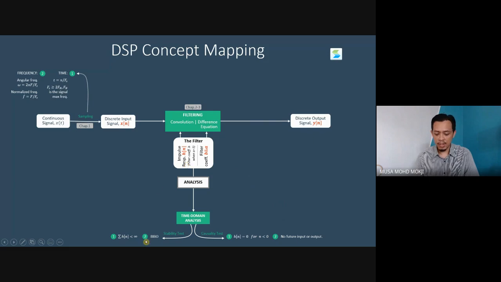Okay, so then we have those kinds of tests. For example, stability, checking on impulse response. What you should do is sum all the values on the impulse response and check. If it is non-infinity, then it is stable. Okay, and last week we have seen, in chapter 4, how to do Z transform.